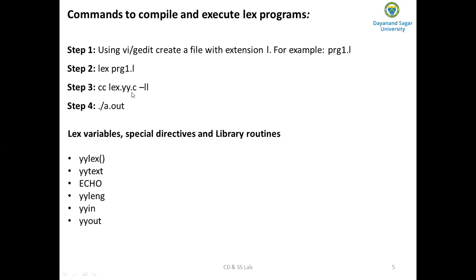If everything goes fine, if there are no errors, an a.out file will be created. That is your lexical analyzer program, or simply scanner. Run that scanner. In the last step, step 4, simply run the scanner ./a.out. Once you type a.out, it will be waiting for your input. Once you give the input, these inputs are translated into a sequence of tokens.